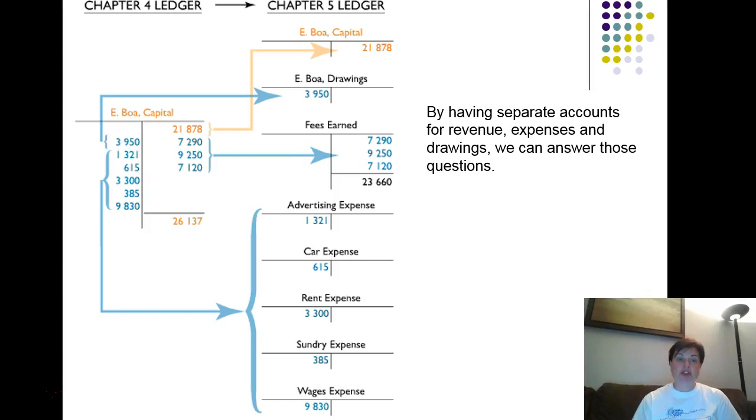So now our ledger is going to look a little different. Before, we used to record everything in capital, but now we have our drawings account. We have our revenue account, which is called fees earned. This is a revenue account.